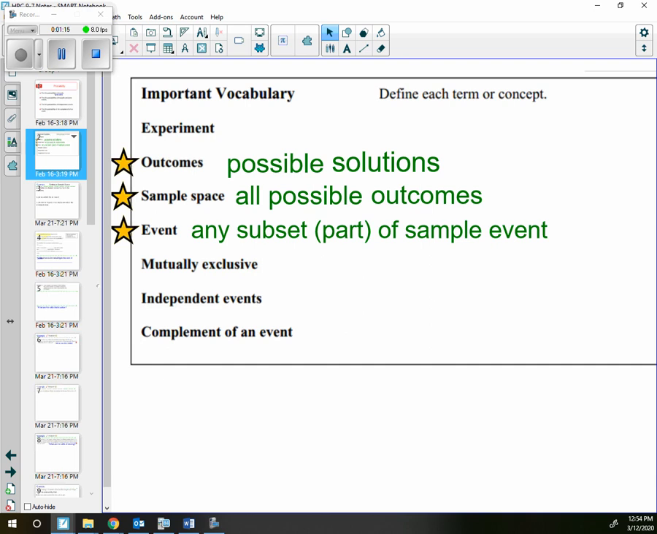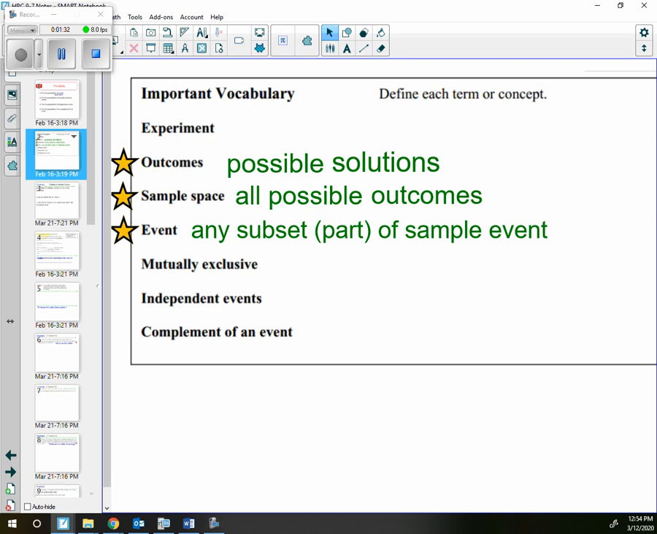A sample space is all the possible outcomes together. So if they're talking to you about a sample space, it means everything that's possible. So again, if you're rolling a die, you are looking for either a 1, a 2, a 3, a 4, a 5, or a 6. That would be the sample space.